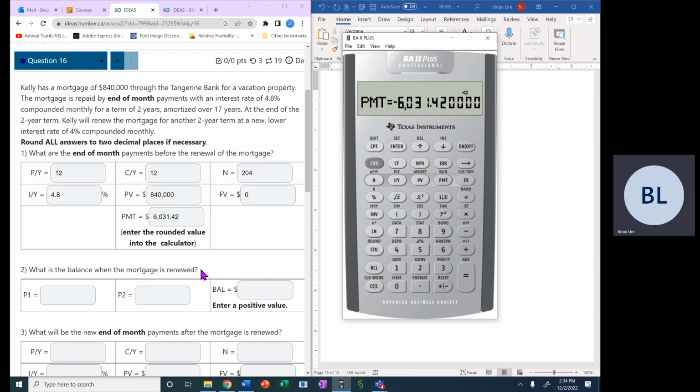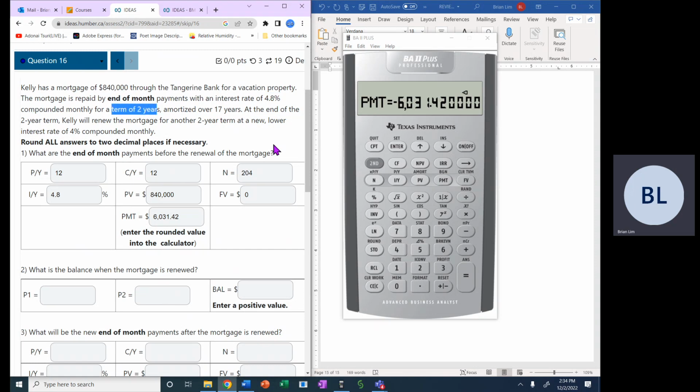All right, what is the balance when the mortgage is renewed? Now, it's a term of 2 years, okay? So that is how normally mortgages are, or when you're negotiating to pay off a mortgage, there's an amortization period, which means if it were at 4.8%, that payment should pay off the mortgage in 17 years. But sometimes these rates, they fluctuate, they change. So, okay, so this term was for only 2 years.